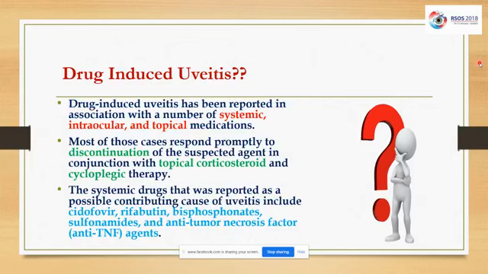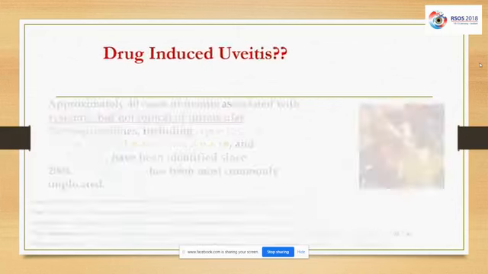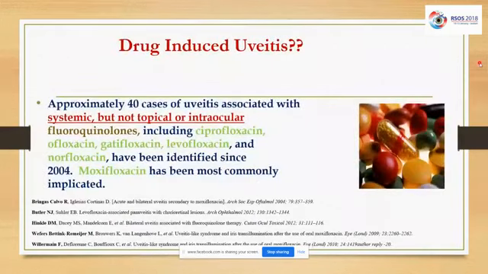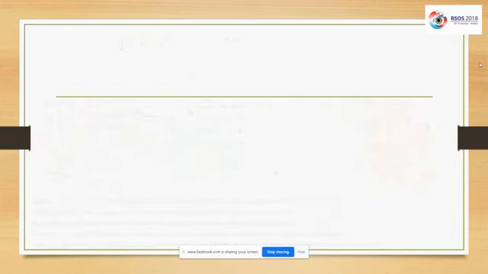The systemic drugs that were reported as a possible contributing cause of uveitis include cidofovir, rifabutin, bisphosphonates, sulfonamides, and anti-tumor necrosis factor agents. Approximately 40 cases of uveitis associated with systemic, but not topical or intraocular, fluoroquinolones, including ciprofloxacin, ofloxacin, gatifloxacin, levofloxacin, and norfloxacin, have been identified since 2004. Moxifloxacin has been commonly implicated in the diagnosis and can also cause drug-induced uveitis.